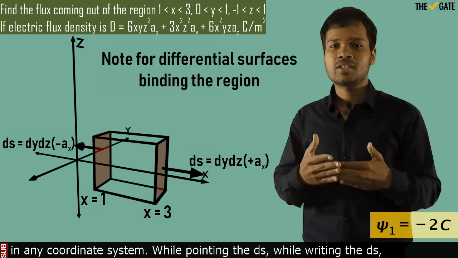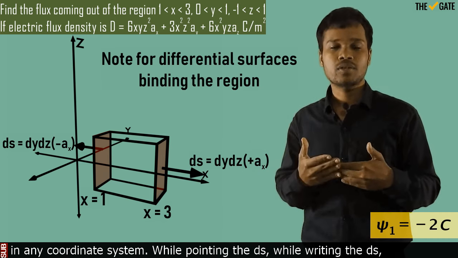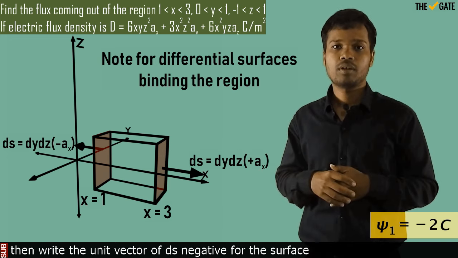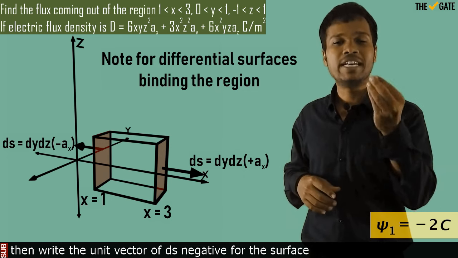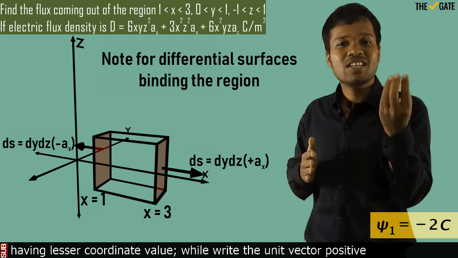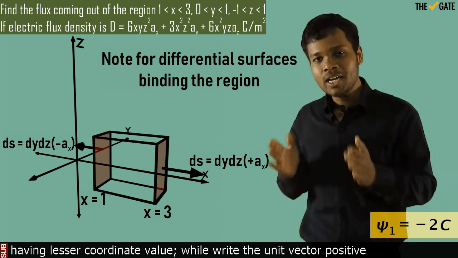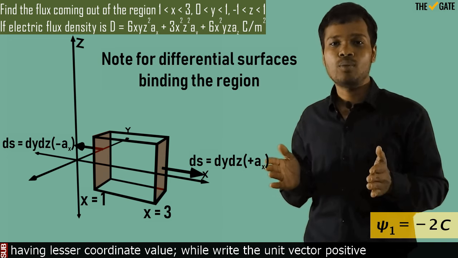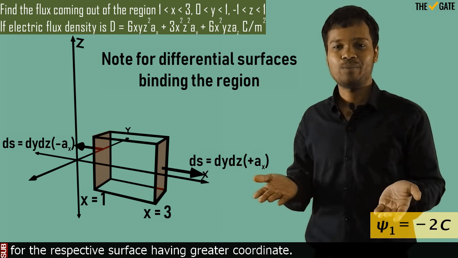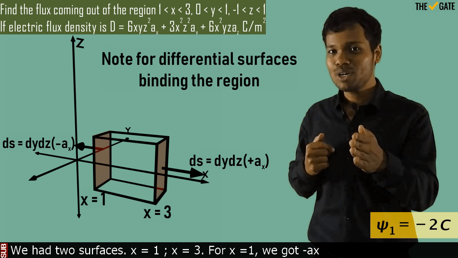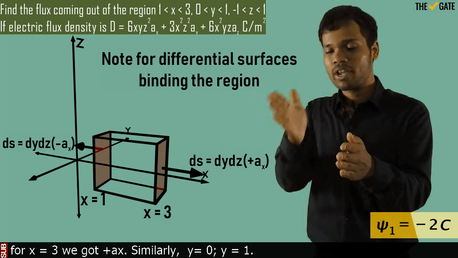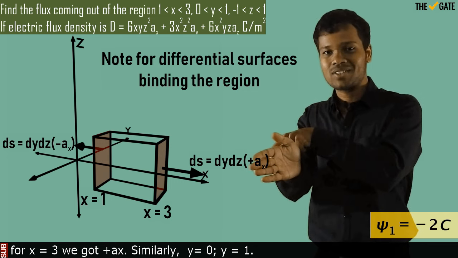While writing the ds for the flux coming out of any region, coming out of any volume, write the unit vector of ds negative for the surface having lesser coordinate value, while write the unit vector positive for the respective surface having greater coordinate value. We had two surfaces, x equal to 1, x equal to 3. For x equal to 1, we got minus ax. For x equal to 3, we got plus ax.